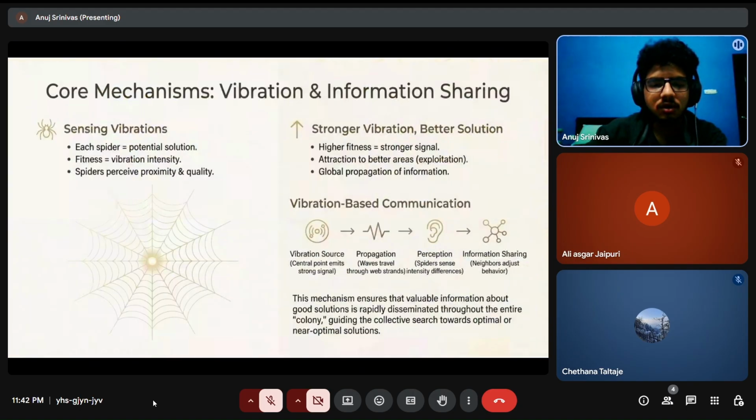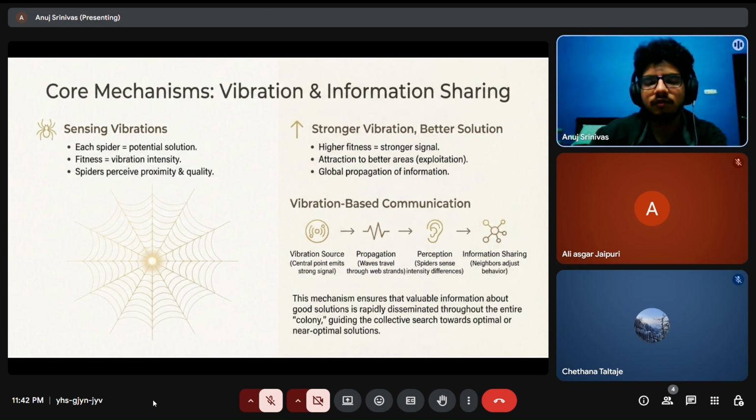Now we move on to the core mechanism, that is vibration and information sharing. The core mechanism that drives social spider optimization is based on signal or vibration-based communication. A spider that represents a good solution emits strong vibrations. These spread through the web and attract nearby spiders. This leads to exploitation of good regions of the search space.